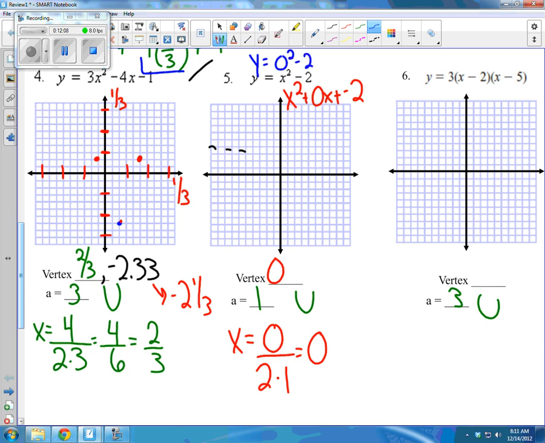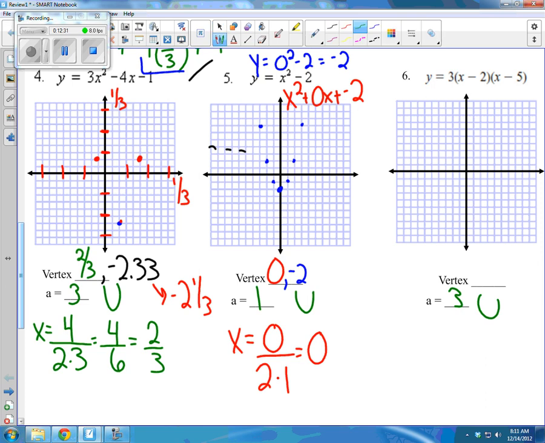And 0 squared minus 2 is just -2. So y is going to be -2. So here's my vertex. It happens to be on the y-axis. And then my a table, I'm going to go up 1 and over 1, up 3 and over 1, and up 5 and over 1. There's number 5. Number 6, back to intercept form, just like the one above it.